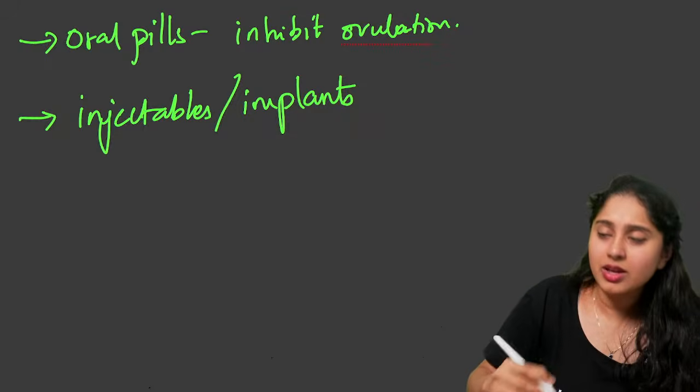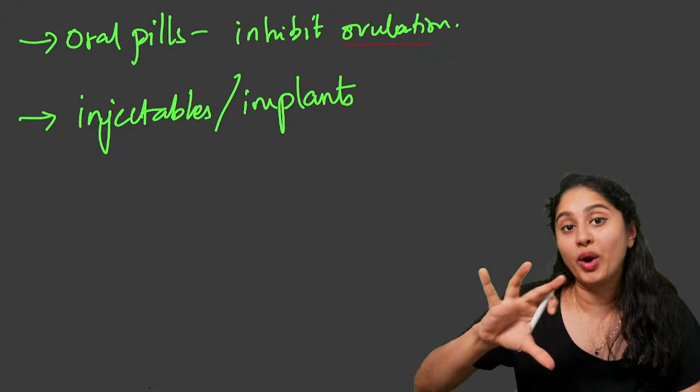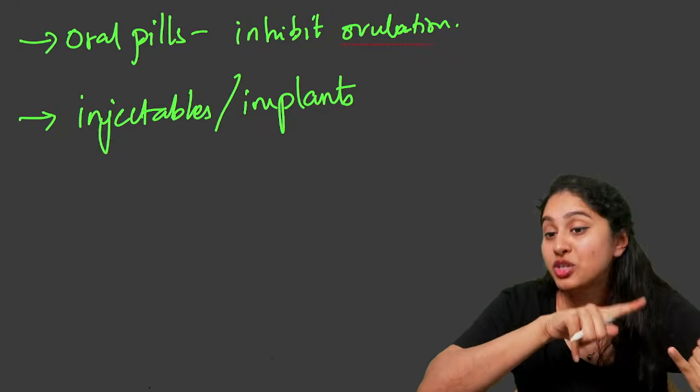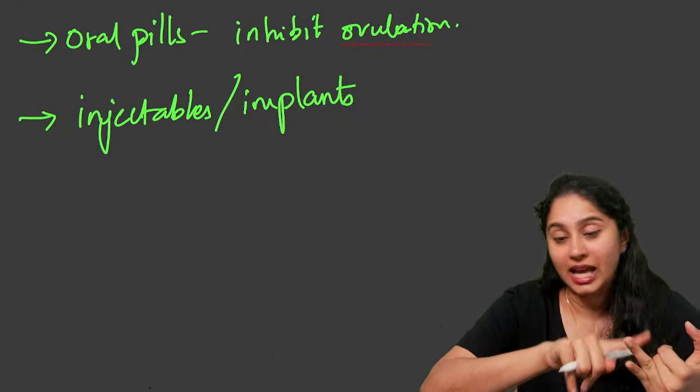Now in the case of unprotected sex at some point, for emergency contraception, one can go for emergency pills or take an IUD immediately so that pregnancy can be avoided.